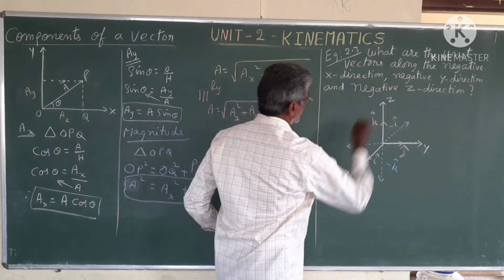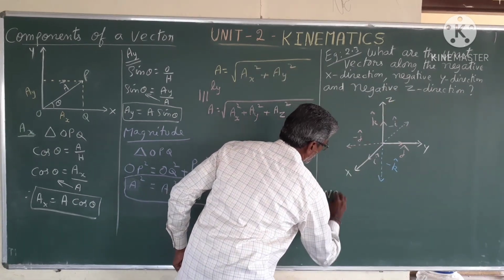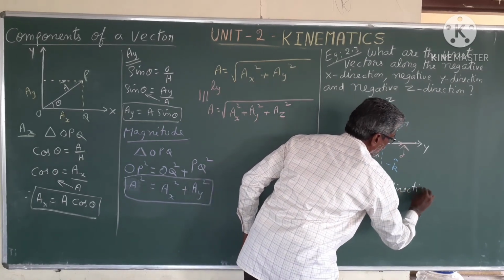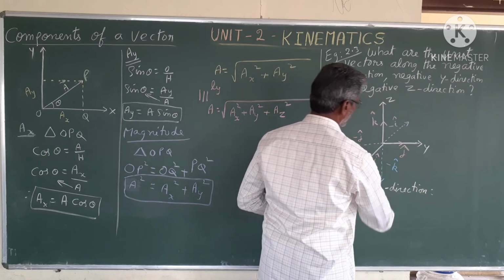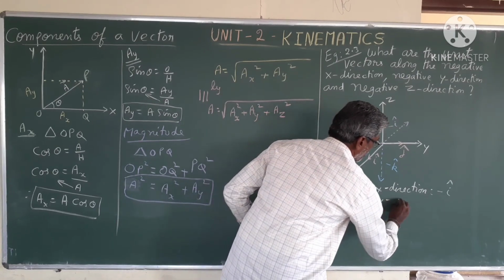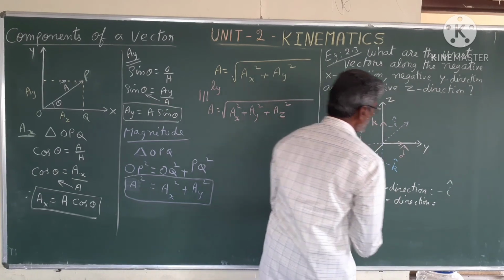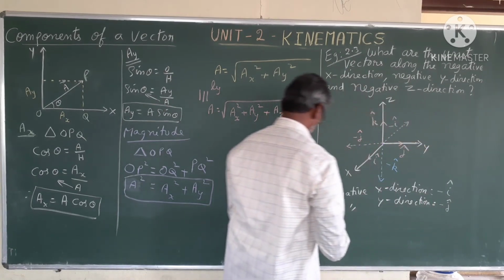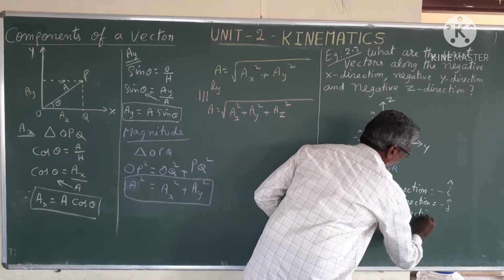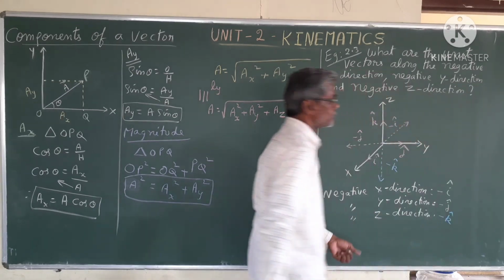So I can write unit vectors along the negative x direction. Negative x direction can write what? Minus i cap. Then negative y direction is equal to what? Minus j cap. Similarly, negative z direction, minus k cap. Understood?